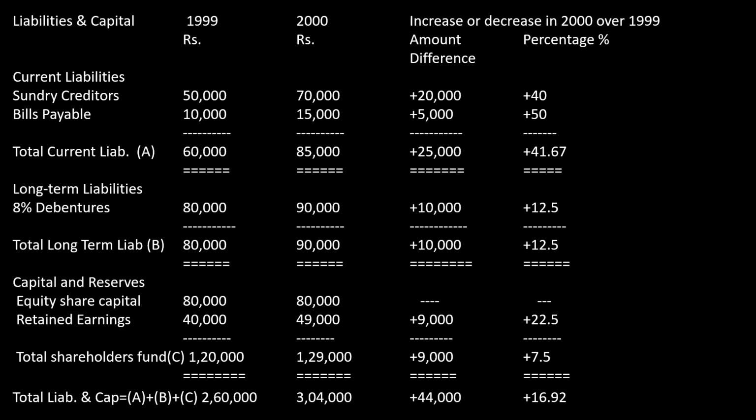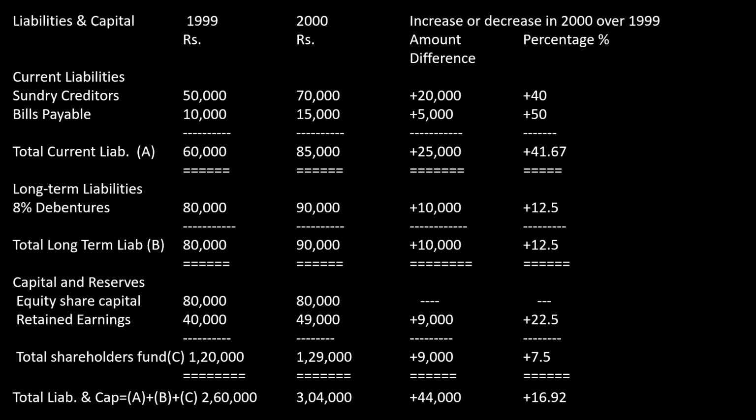For even the total of current asset, last year my total of current asset is 60,000. Current it is 85,000. It is increased by 25,000. Therefore 25,000 by 60,000 into 100, 41.67.